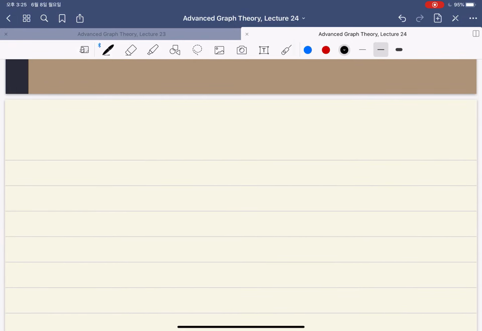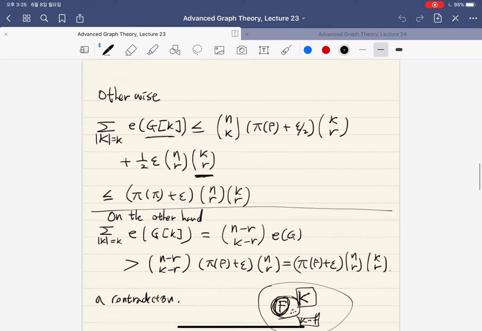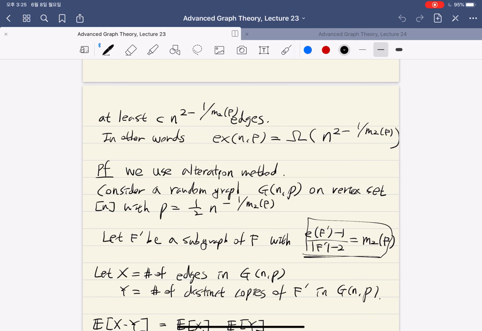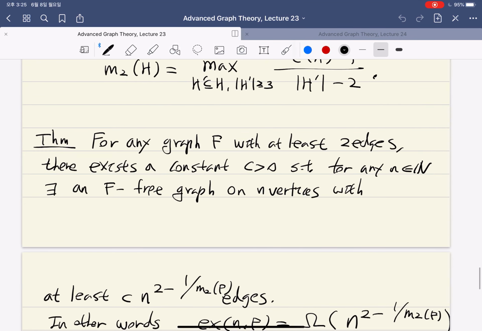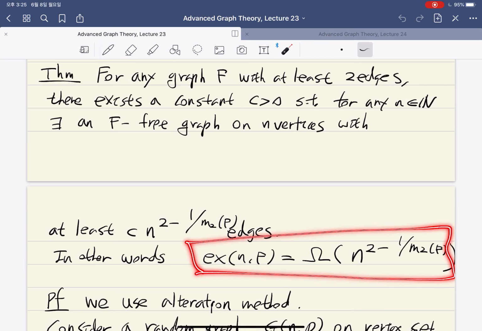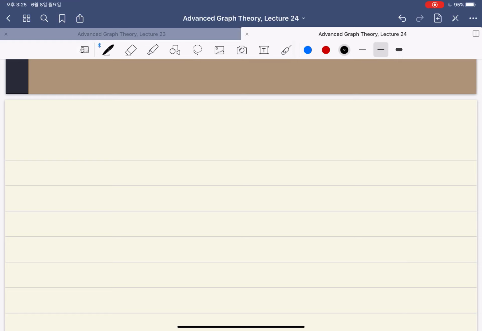So, last time we proved the lower bound on the extremal number of a given graph using the probabilistic method. More precisely, we used the alteration method and we got this lower bound, but this is in general not tight. Another way of getting lower bounds for this extremal number is getting help from algebra.